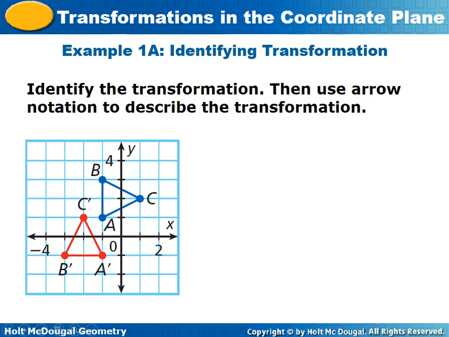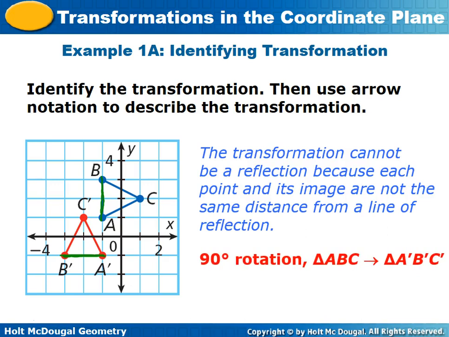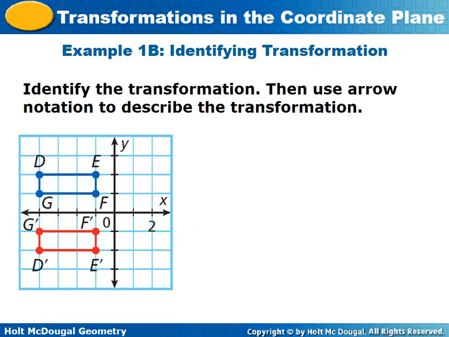So on this one, again, I want you to notice, if we look at our original, let's just look at this one right here, AB, and I'm using that one because it's vertical, it's easier to see. So again, we should be able to see that this went from being vertical to horizontal. So this is a 90-degree rotation. The transformation can't be a reflection because each point and its image are not the same direction from the line of reflection.